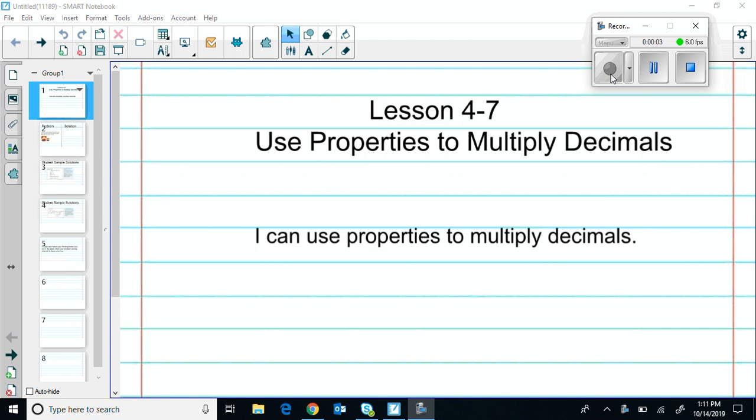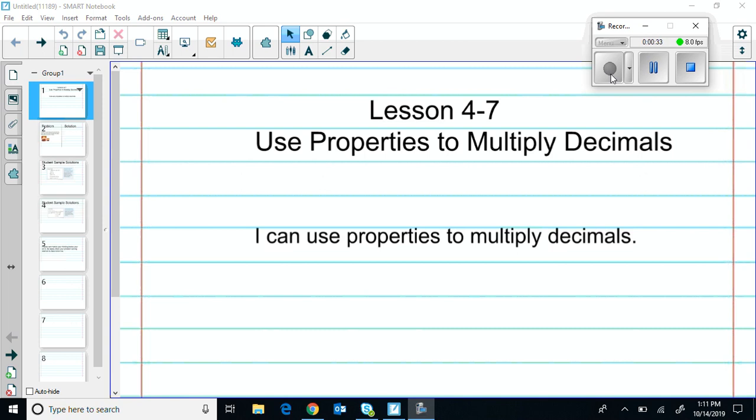Lesson 4-7, use properties to multiply decimals. I can use properties to multiply decimals. Please press pause and write your topic heading, Lesson 4-7, properties to multiply decimals, and also your I can statement of I can use properties to multiply decimals. When you're done writing those, go ahead and push play.